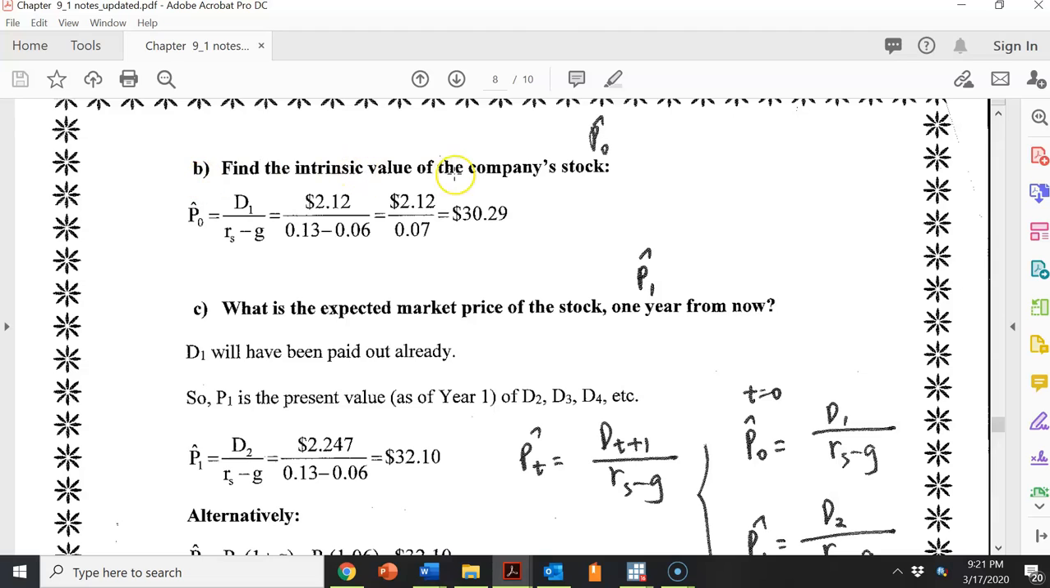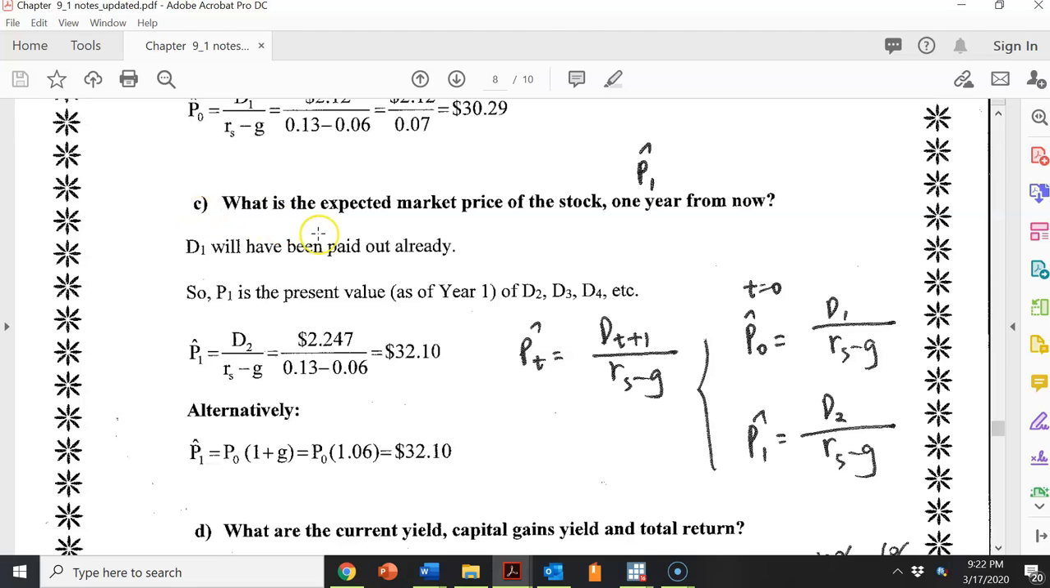Question B, find the intrinsic value of the stock, which is P0 hat. It equals D1 over RS minus G. We already got the RS from the CAPM. D1 is 2.12, which is D0 multiplied by 1 plus G. So we can just use D1 over RS minus G. Okay, and we have 30.29 as the stock price.